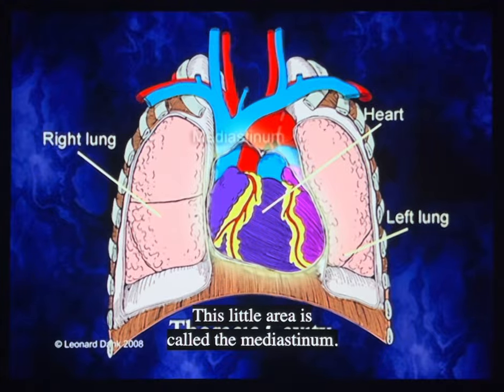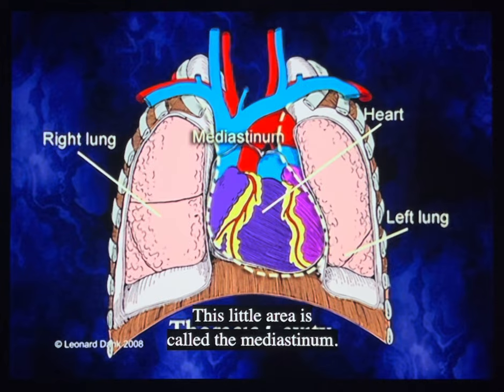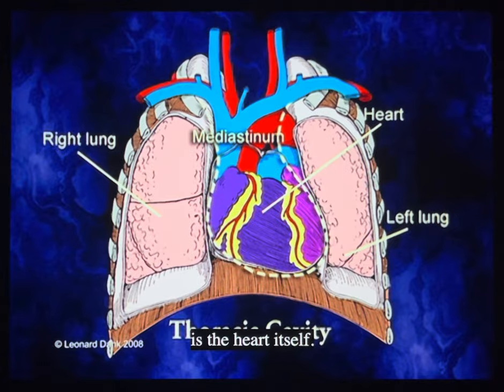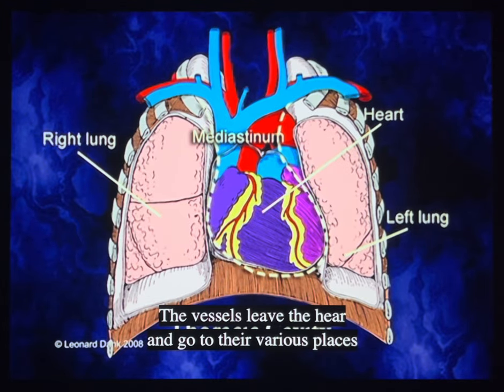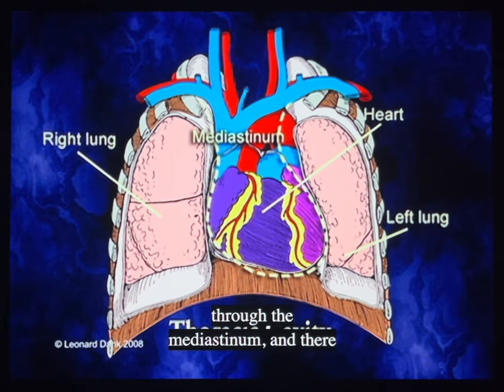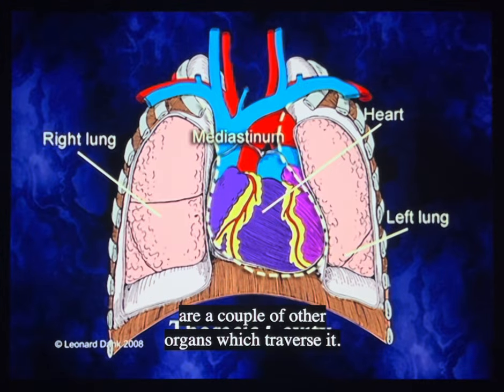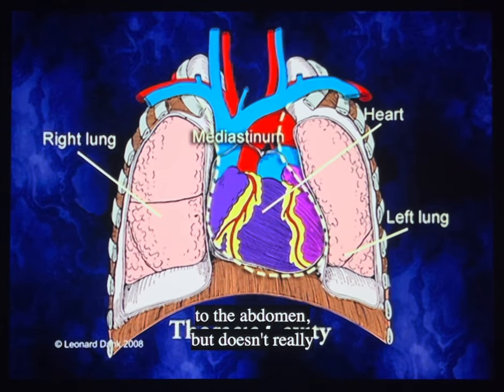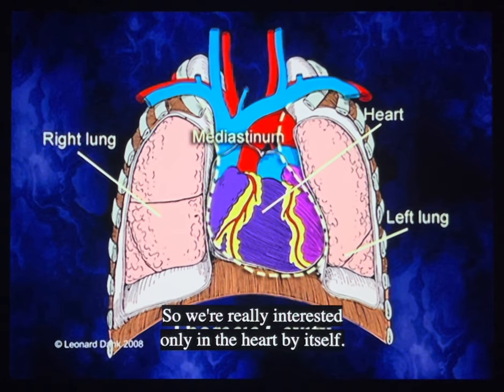This middle area is called the mediastinum. And the only functioning structure in the mediastinum is the heart itself. The vessels leave the heart and go to their various places through the mediastinum, and there are a couple of other organs which traverse it. For example, the esophagus goes from the head down to the abdomen, but doesn't really do any business in the mediastinum. It's just a conduit. It's just a street. So we're really interested only in the heart by itself.